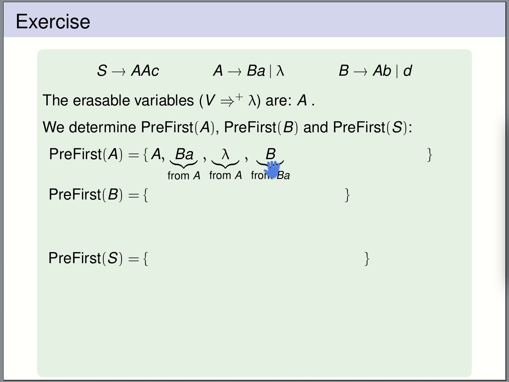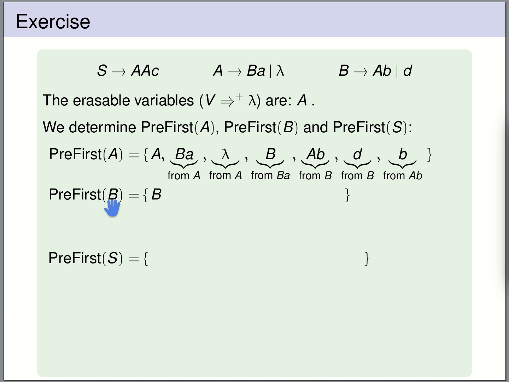From B, we get AB, because we have a rule, B rewrites to AB, and we have a rule, B rewrites to D, so we get AB and we get D. Now from AB, we get A already in our set, and because A is erasable, we also get B. From D, we only get D, it's already there, and from B, we only get B, which is already there. So let's continue with first B.